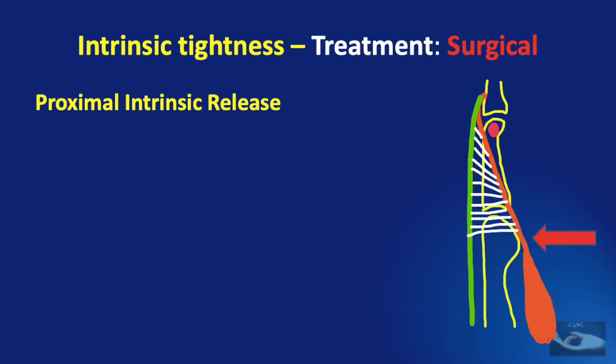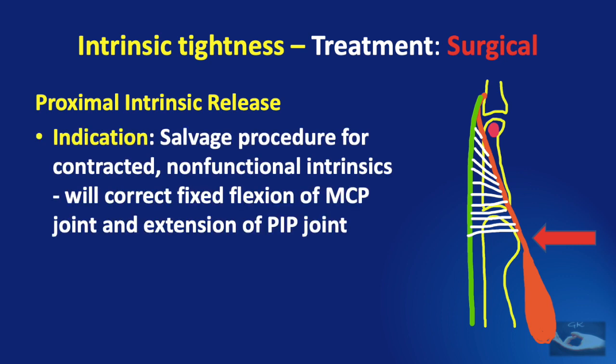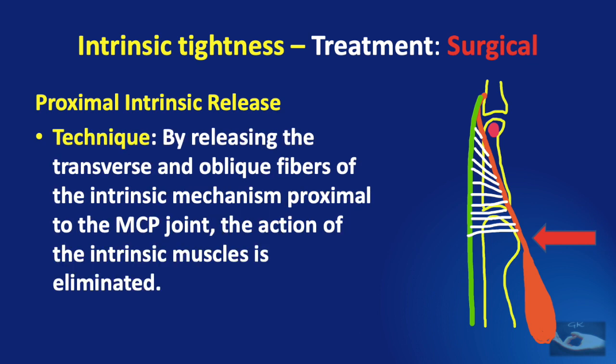In the beginning, we saw the distal intrinsic release. Now we shall see the proximal intrinsic release. This procedure is indicated as a salvage procedure for contracted and non-functional intrinsics. It will correct fixed flexion of the metacarpophalangeal joint and extension of the proximal interphalangeal joints. What we will be releasing are the transverse and oblique fibers of the intrinsic mechanism proximal to the metacarpophalangeal joint, and hence the action of the intrinsic muscles is eliminated.